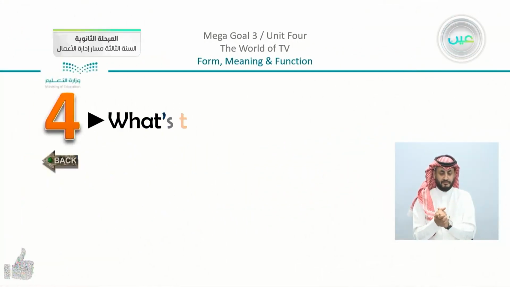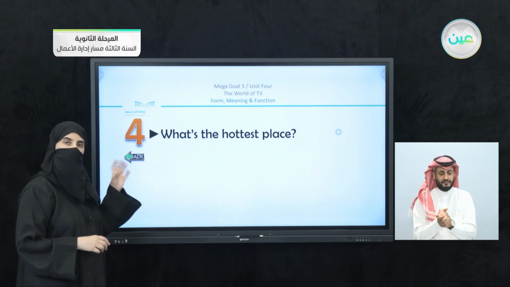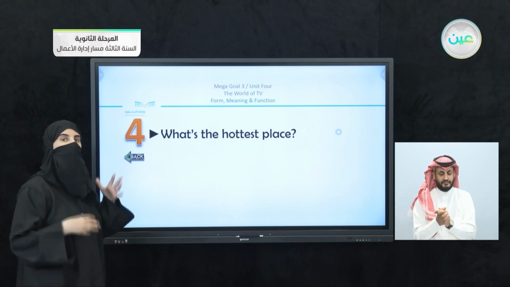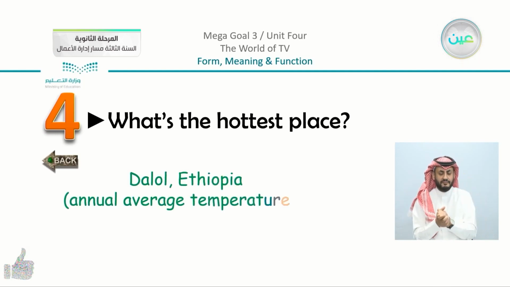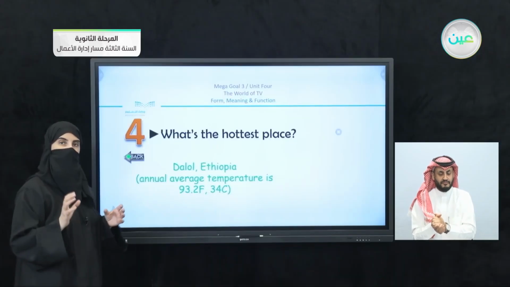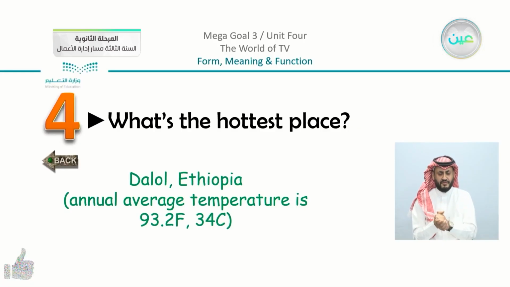Now number 4, what do we have? What's the hottest place? Now here you can see that the question is also in a superlative form. What's the hottest place? So can you guess? We have here, we are going to write our comparative form or the superlative form in the sentence, the structure. We have here Dalul, Ethiopia, annual average temperature is 93.2 degrees or 34.